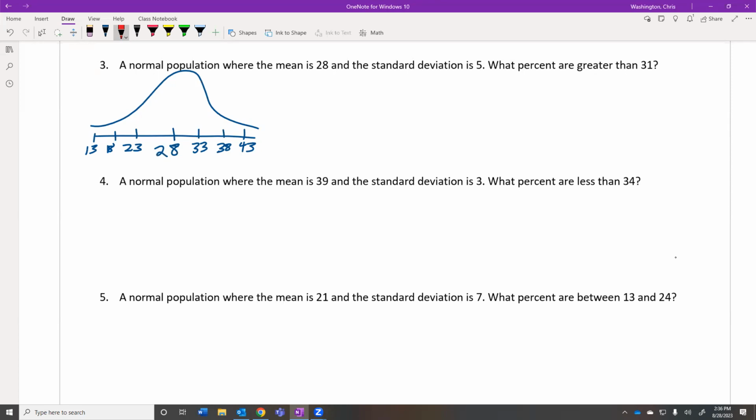But our number today, what percent are greater than 31? Well, where is 31? 31 is about right here. So can we use what we learned last week to find this percentage? And the answer is kind of, because I'm looking for everything greater than 31. So that would be all of this area over here to the right of 31.